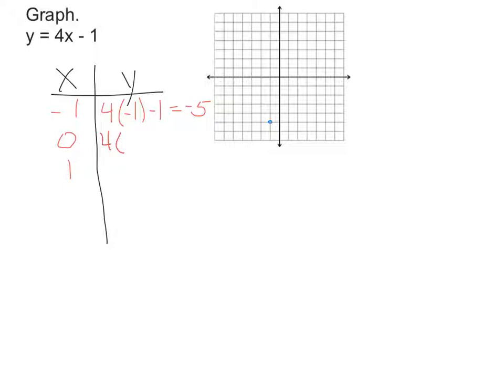All right, let's plug 0 in. If I do 4 times 0 minus 1, well, 4 times 0 is 0. Minus 1 is -1, so we have 0, -1. There it is.